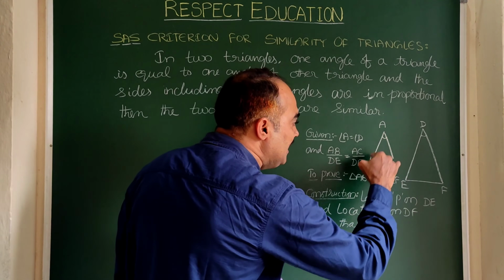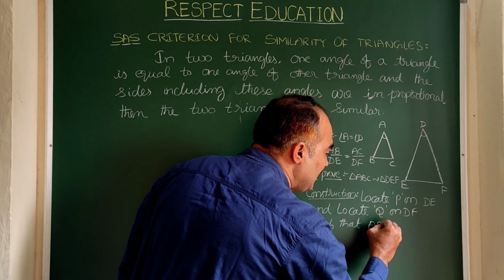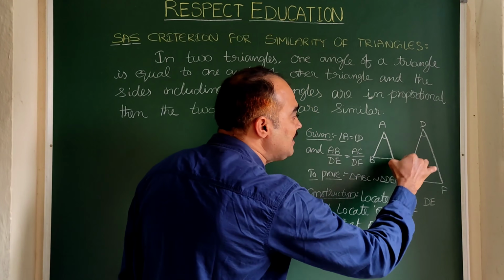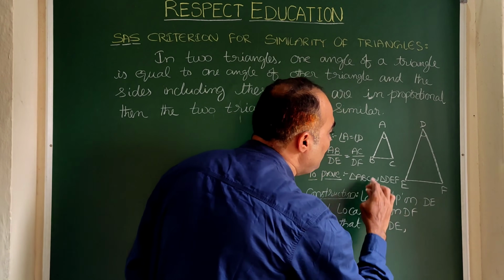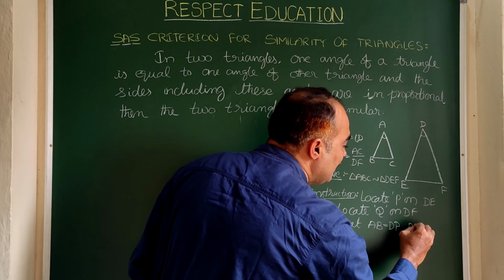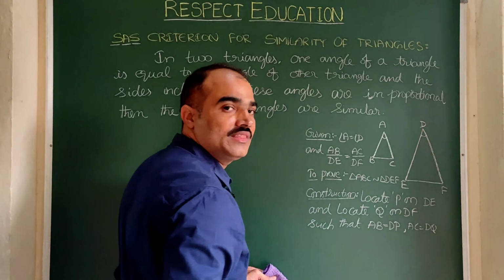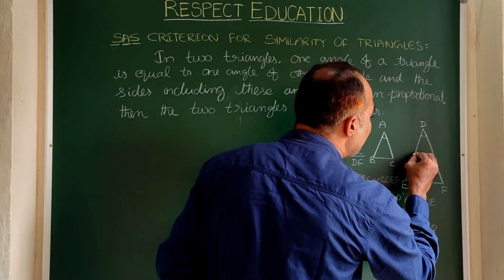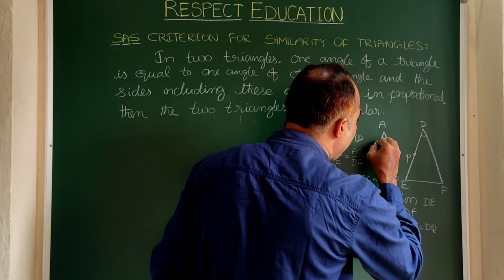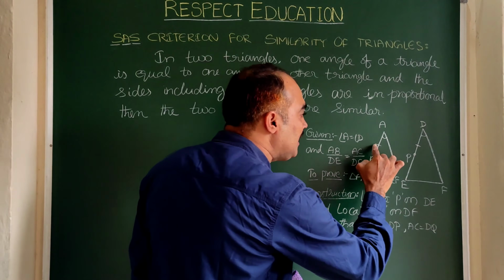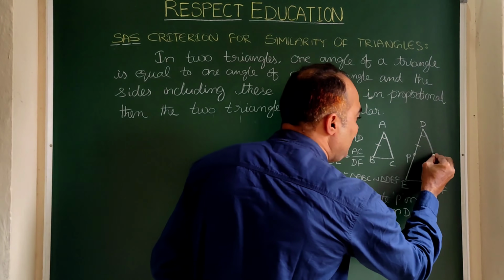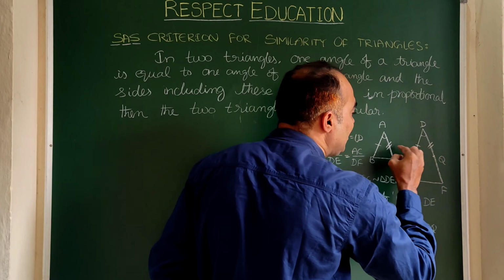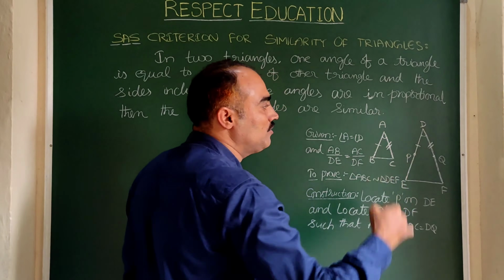The condition is that AB is equal to DP, and AC is equal to DQ. That means you measure AB, and with the same measurement you take P. So DP and AB both are equal. Here the single line indicates both are equal. Same way for Q, you measure AC, and with that measurement you take DQ. So here the double lines indicate that AC is equal to DQ.